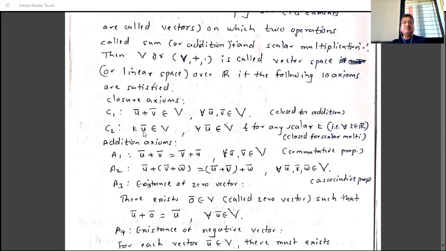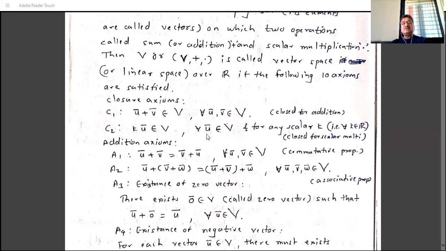Similarly, what is the second property? k u bar belongs to V for all u bar belonging to V and for any scalar k. K is a scalar means k is an element of R. If this property is satisfied by the set, then we say that the set is closed for scalar multiplication. So if you take any element of V and any scalar, and their multiplication belongs to V, then we say it's satisfied.